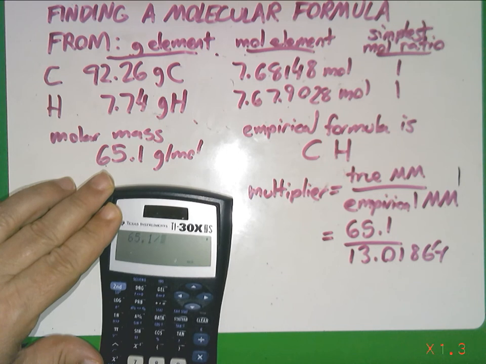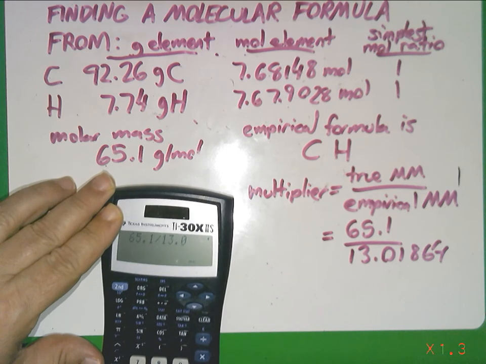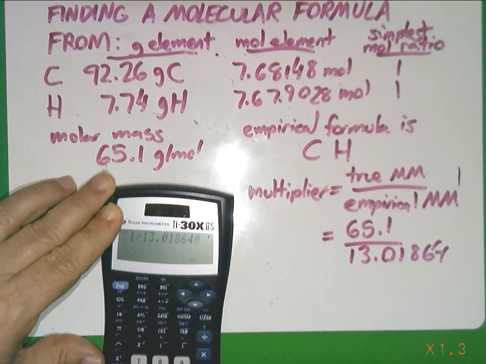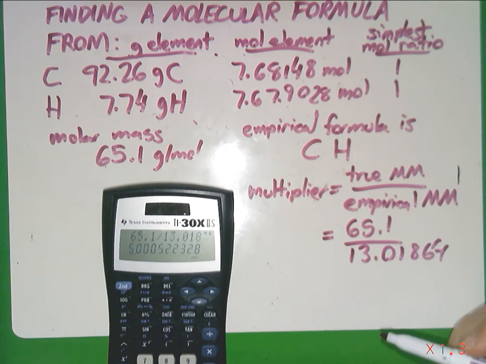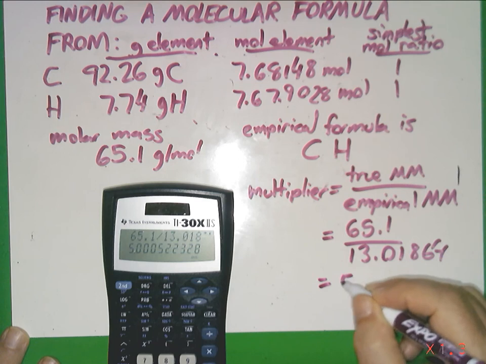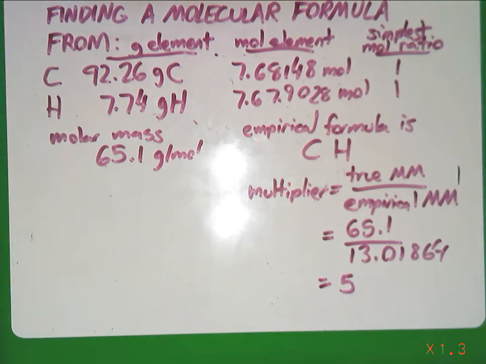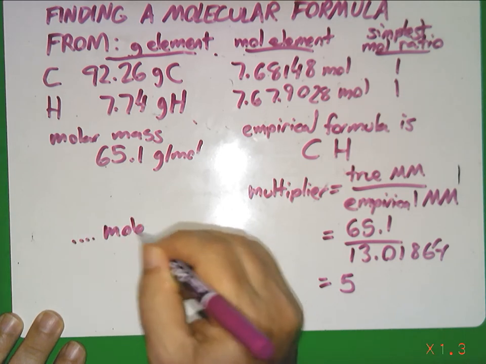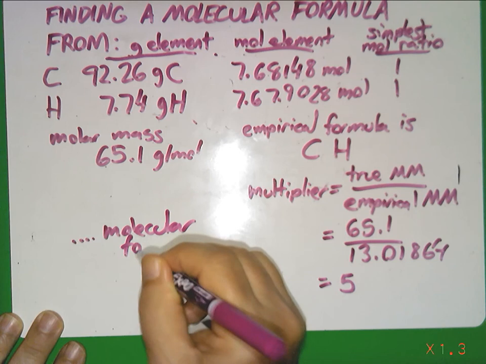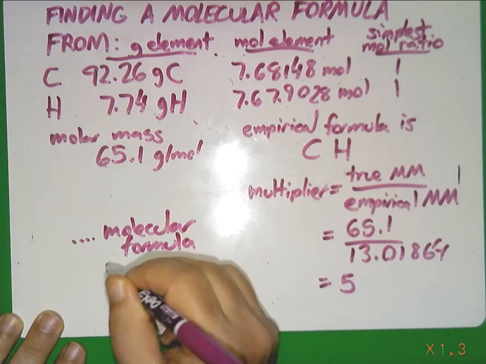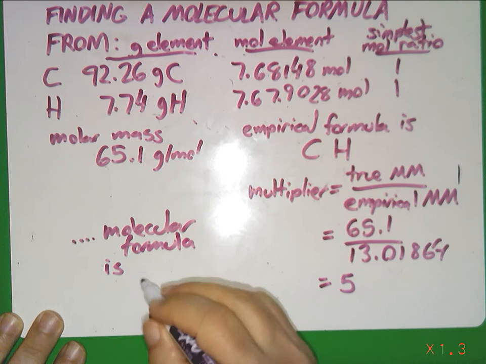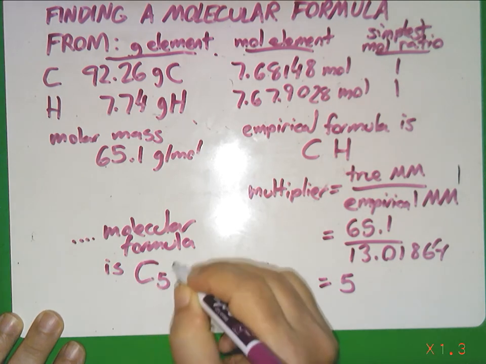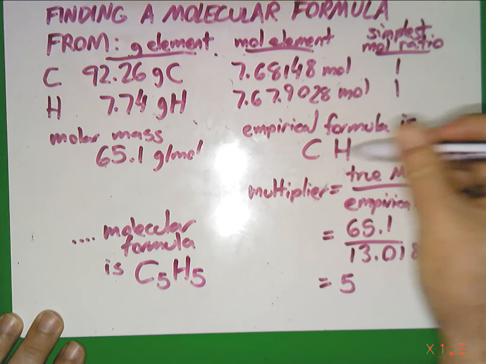65.1 divided by 13.01864 is going to be, look, that's pretty close to 5.000. 5 is the multiplier. That means I'm going to take the empirical formula and apply this multiplier to each of the subscripts. So the molecular formula is C5H5, because that's 5 times those.